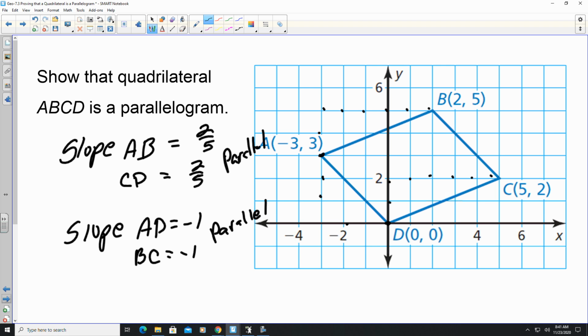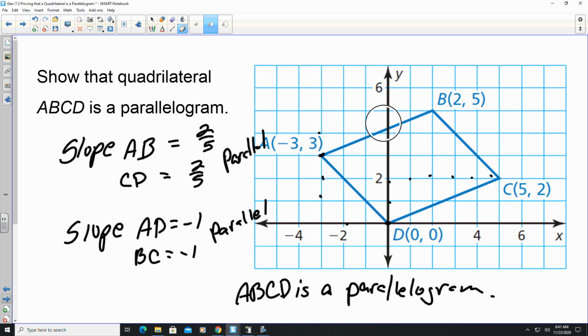So I can say that since I have two sets of parallel lines, I can say that ABCD is a parallelogram. And you could have used any other of the theorems. You could have used parallel lines and congruent lines, see if they were the same, or you could have measured out the diagonals to see if they bisected or whatever.